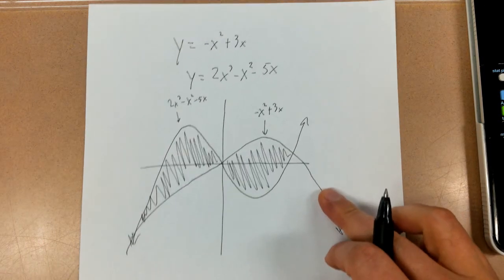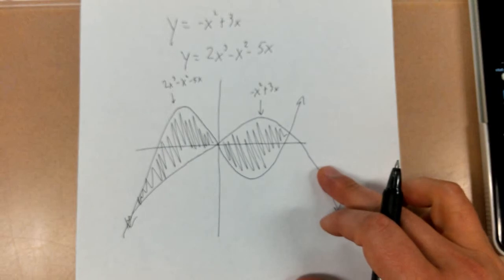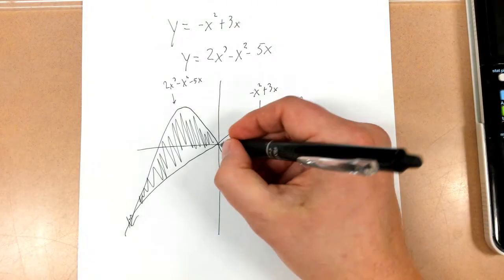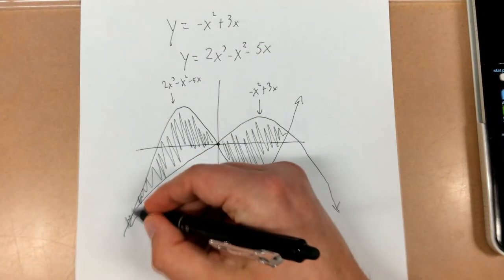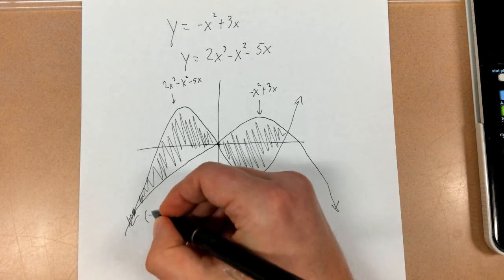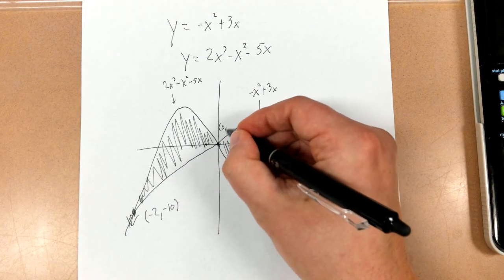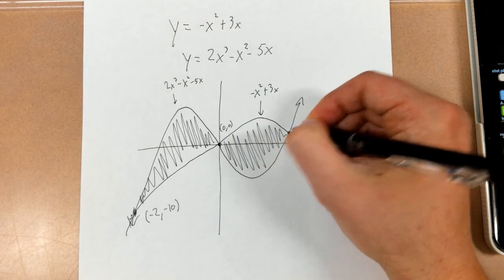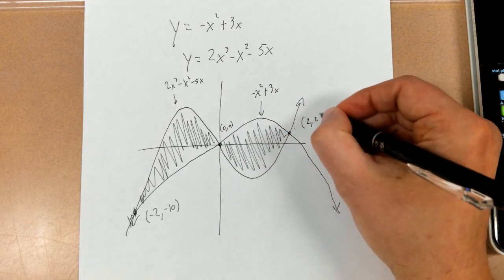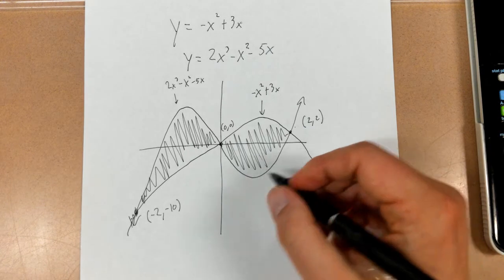The way that you would approach this is to separate it out into two separate integrals. This intersection point down here is at -2, -10, and then we have 0, 0, and then this point out here is actually at 2, 2. Again, my picture's not super accurate, but you kind of get the idea.